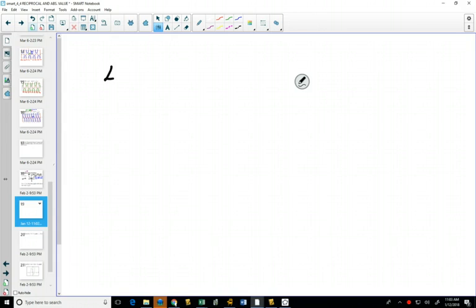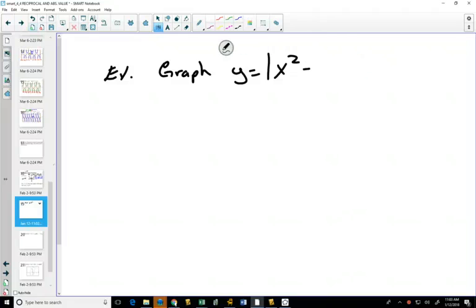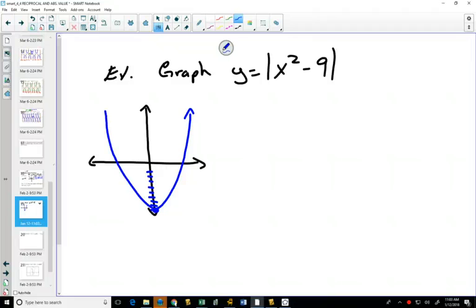If I asked you to graph the absolute value of x squared minus 9, well, you could start with graphing the inside function. What does x squared minus 9 look like in our transformations? It's a parabola that's been moved 9 units down and looks like this. This blue graph is graphing the inside function first.